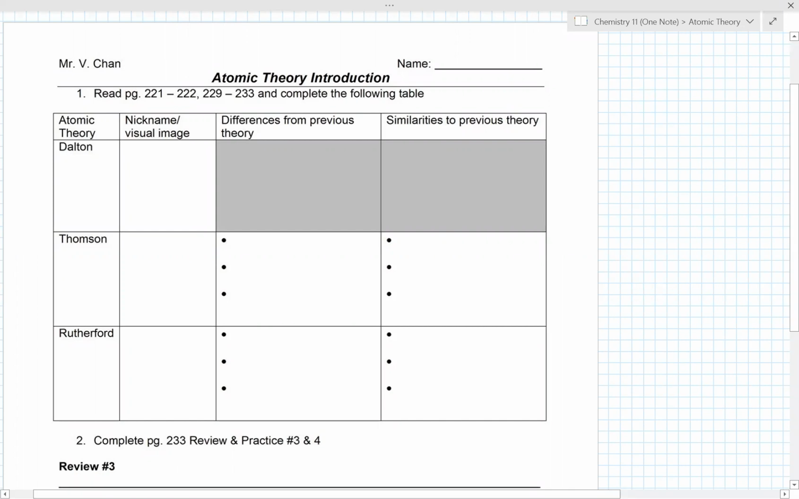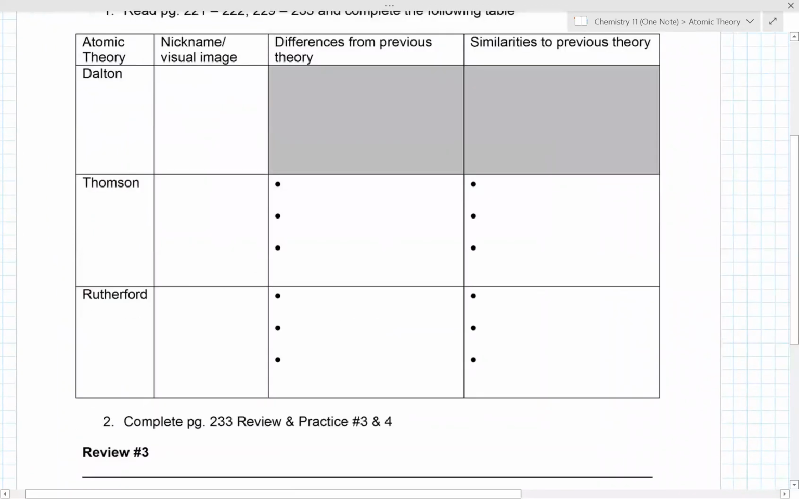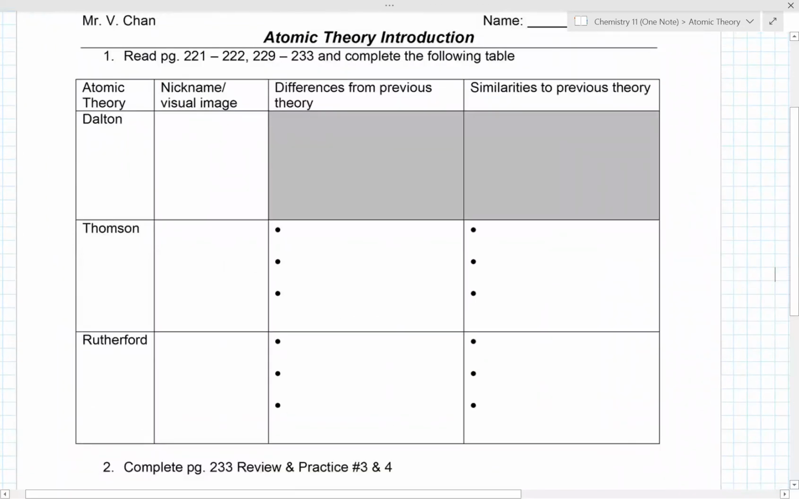Today's lesson, we're going to do a little bit of review of stuff that you learned back in grade 10. So if you missed the class, the assignment for this particular class would have been the front page of the handout that I gave you. And the first thing that I would like you to do is complete the table.